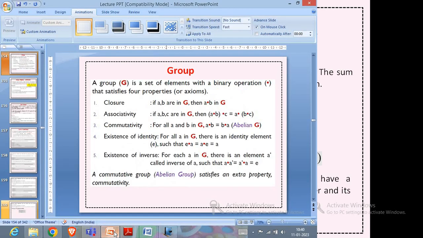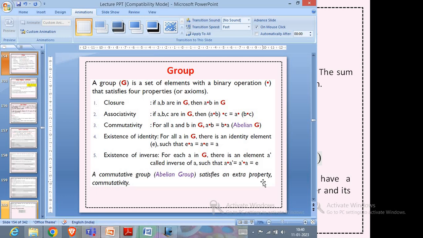Existence of inverse, the fifth property. Please make a note of it. For each A in G, there is an element called inverse of A, such that A inverse A is equal to A A inverse, and that is equal to E. So E is the identity element once again. Whatever the identity element is, your inverse element will change based on it.